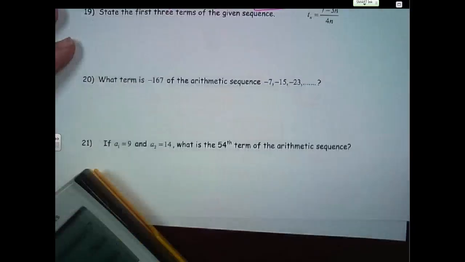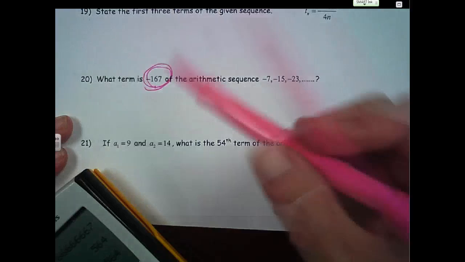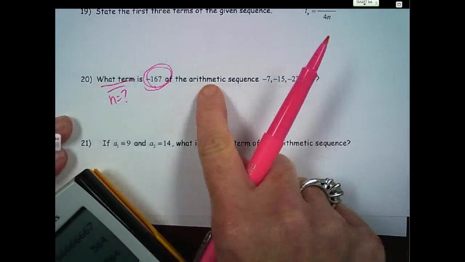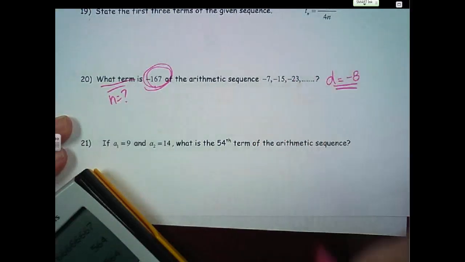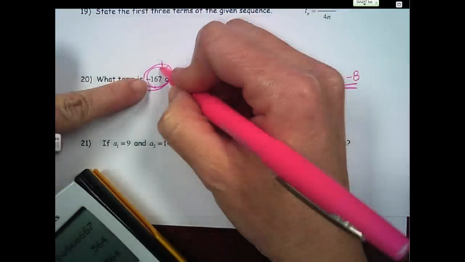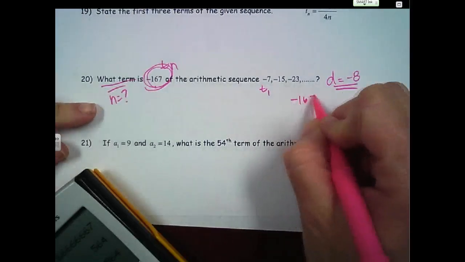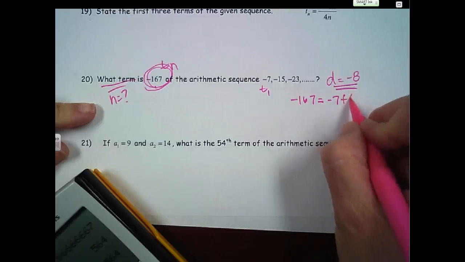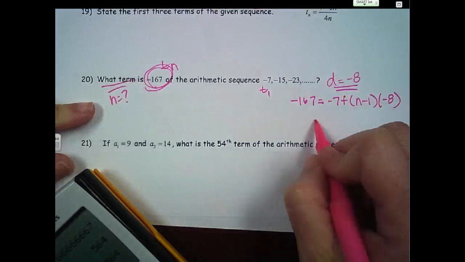Okay, number 20. What term is negative 167 of this sequence? So again, I'm looking for the term number. It says it's arithmetic, so you don't even have to decide that, just find D, and D is negative 8. I'm looking for n, so this is my first term, this is my nth term, my last term, and I know D, so I'm just looking for n. So negative 167 equals negative 7 plus n minus 1 times negative 8. You just complete the math and it becomes the 21st term.